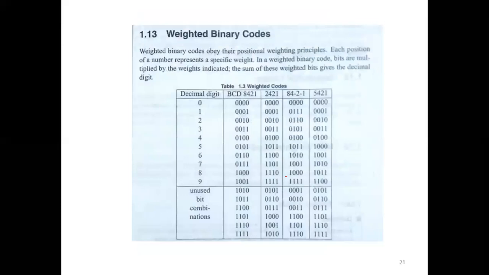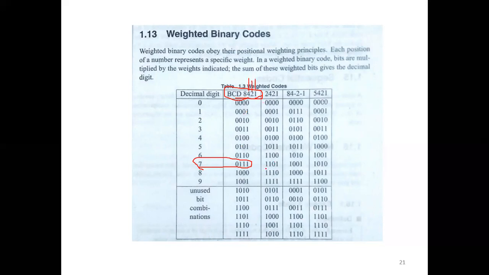Okay, so there are two types of binary codes: one is weighted code, and the other is non-weighted code. Weighted code means each bit has some weight. For example, this is the BCD 8421 code. In BCD 8421, the bit weights are 1, 2, 4, 8. To represent 7, you have to define the weights 4, 2 and 1 in one condition, and that is 7.